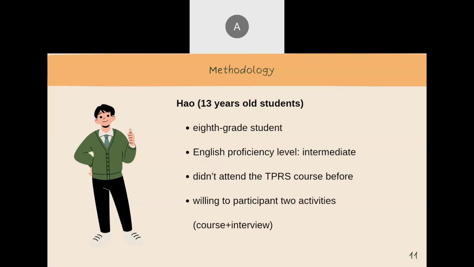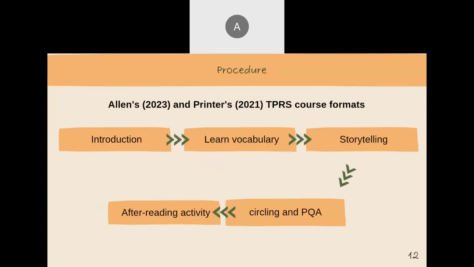So I think he might be a good participant to let me know whether this kind of course triggers his motivation and whether the online environment is suitable for him. He is also willing to participate in two activities, the course and the interview, because it took about 1.5 hours to do the whole process. And based on these two researchers, I generate my own TPRS course.